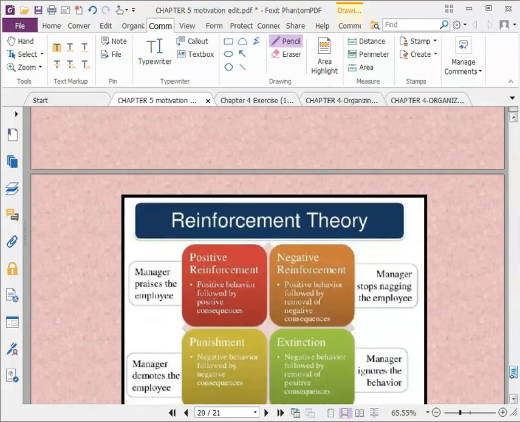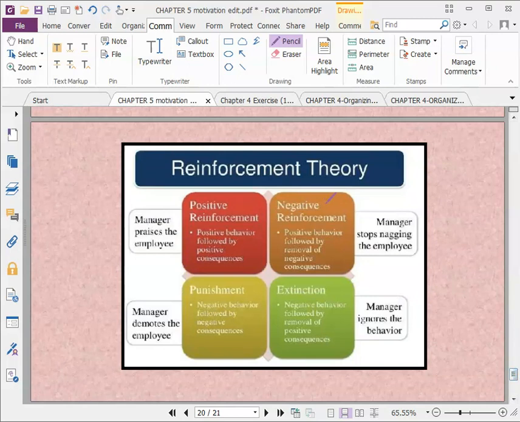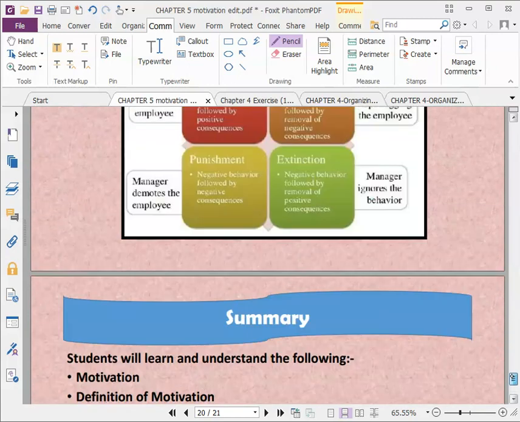So you can look at this reinforcement theory. Positive reinforcement: positive behavior followed by positive consequences, for example the manager praises the employee. Negative reinforcement: positive behavior followed by removal of negative consequences, the manager stops nagging the employee. Punishment: negative behavior followed by negative consequences, so kalau punishment, manager demote the employee, maknanya dia akan rasa down. For extension, negative behavior followed by removal of positive consequences, so the manager ignores the behavior. That's all the theory.